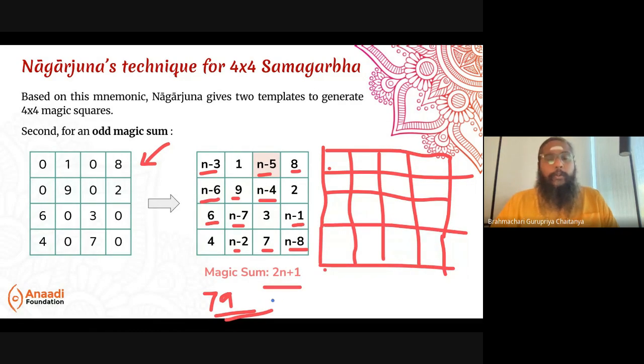So now our sum total 2n plus 1 is our desired sum. I've just inverted the problem. Earlier we plugged in an arbitrary n. Now we have a desire that this magic square should have the sum as 79. So 2n plus 1 is 79, means 2n is equal to 78, correct? And n thereby is equal to 39.